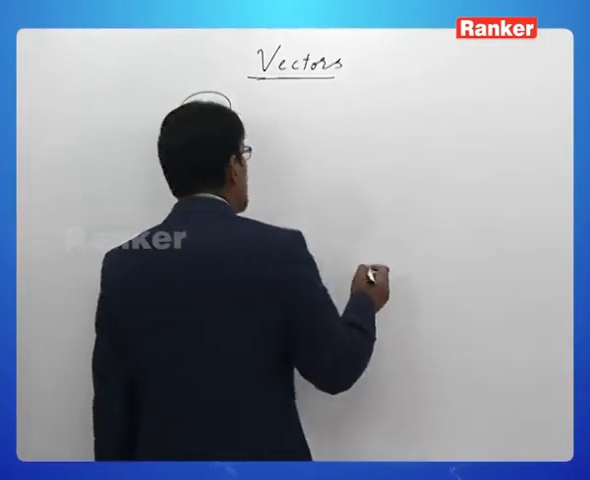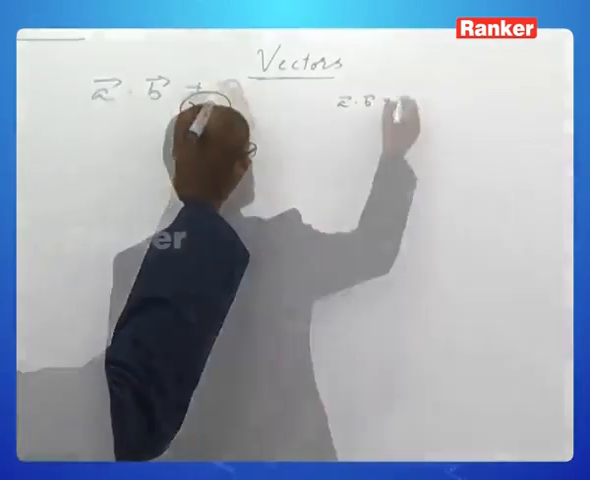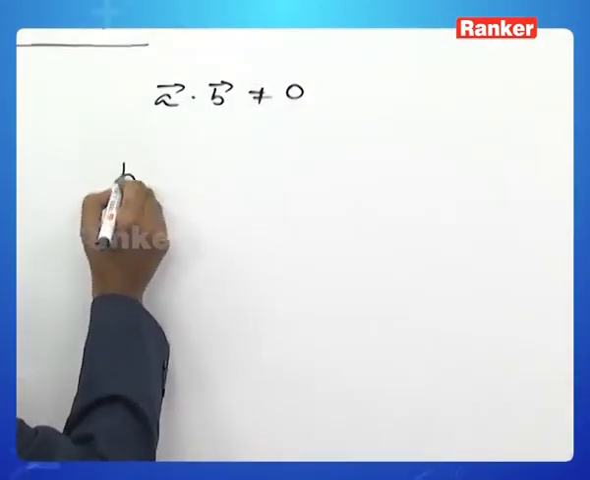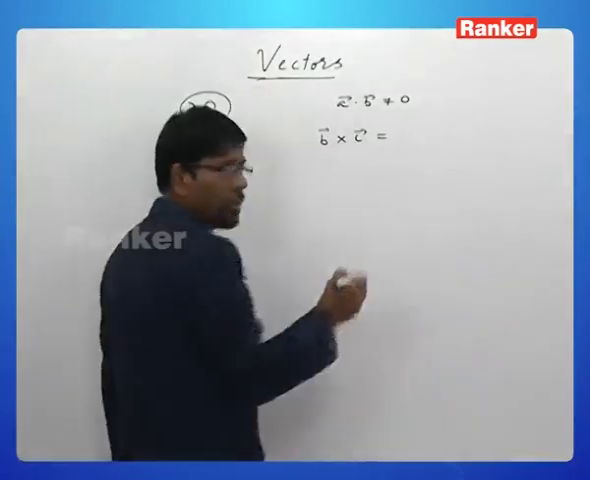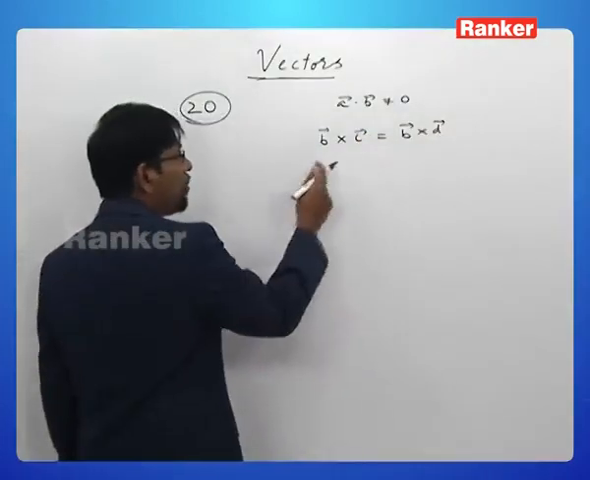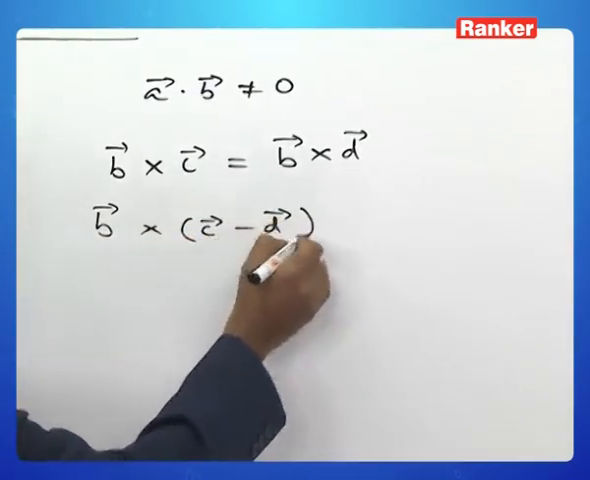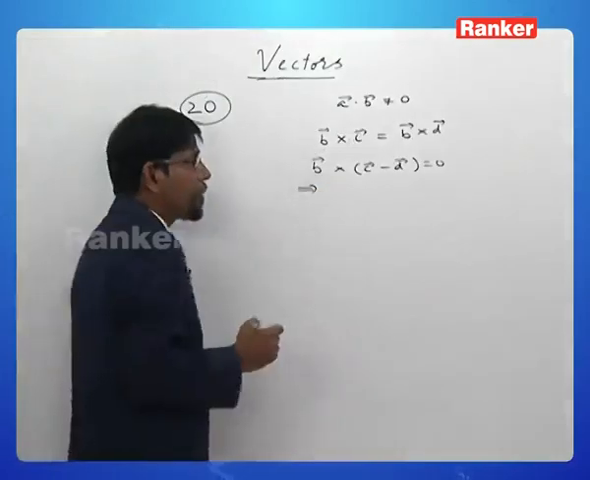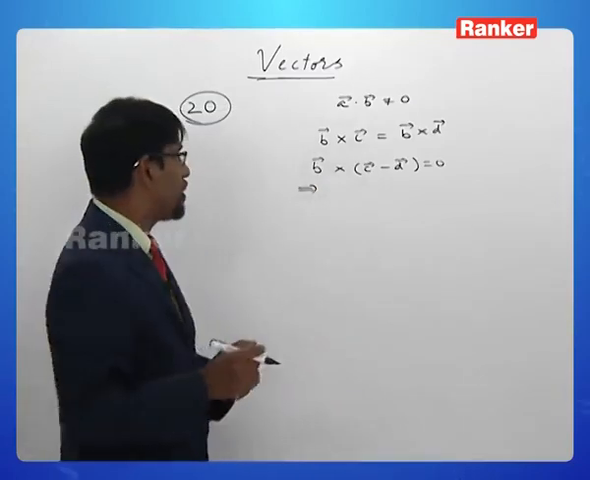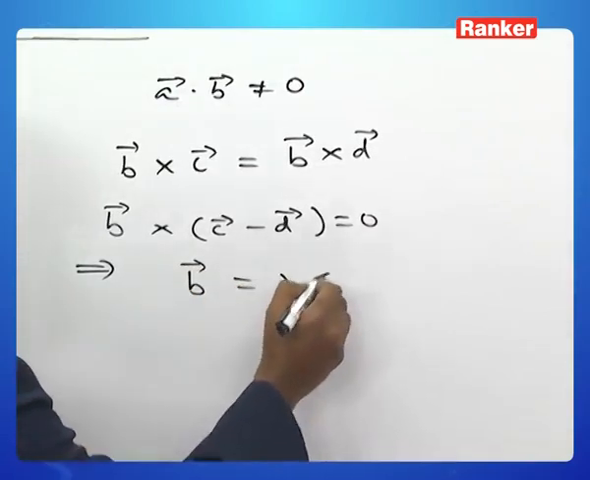Now we are given that a bar and b bar are not perpendicular. So first of all, a bar dot b bar is not equal to 0. And what else is given? b cross c is equal to b cross d. In other words, taking b common here, b cross (c bar minus d bar) is equal to 0. What does this imply? When is the cross product of two vectors 0? When the two vectors are parallel. So we can write b bar equal to lambda times (c bar minus d bar).